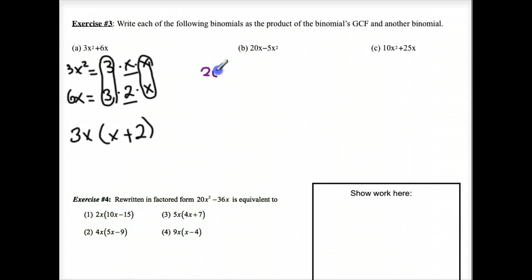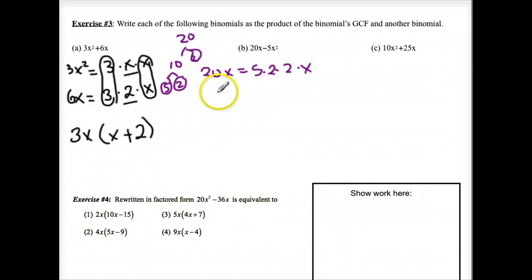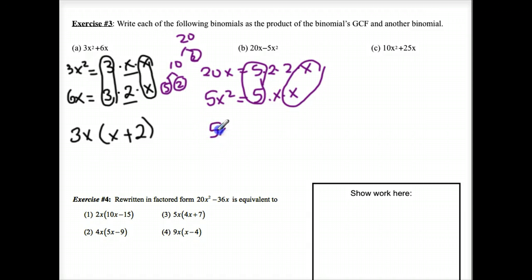Let's try these. 20x. 20 I know is 5 times 2 times 2 times x. If you're not sure how to break these down, just do 20 is 10 times 2 and then 5 times 2, okay? 5x squared, I know 5 is prime, and then x squared is x times x. They have an x in common, and they have a 5 in common. So I'm going to take the 5x out. They have two 2's in common. So this is what I mean. When they have two numbers, all I'm going to do is 2 times 2, which is 4, minus, and then they have the last x there.